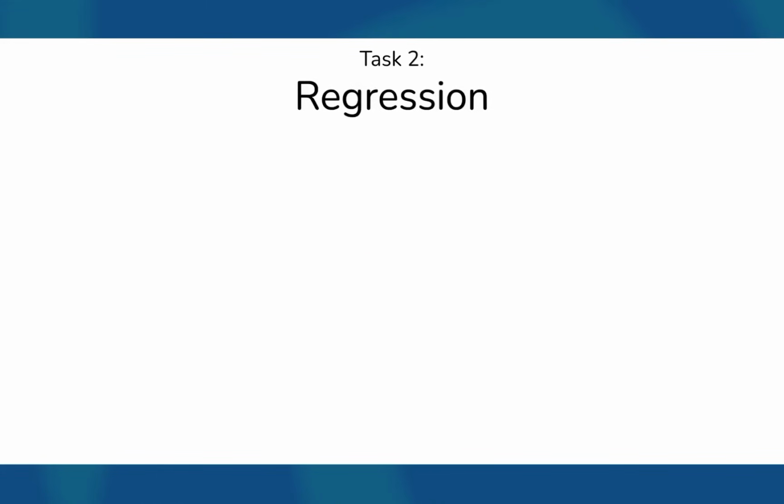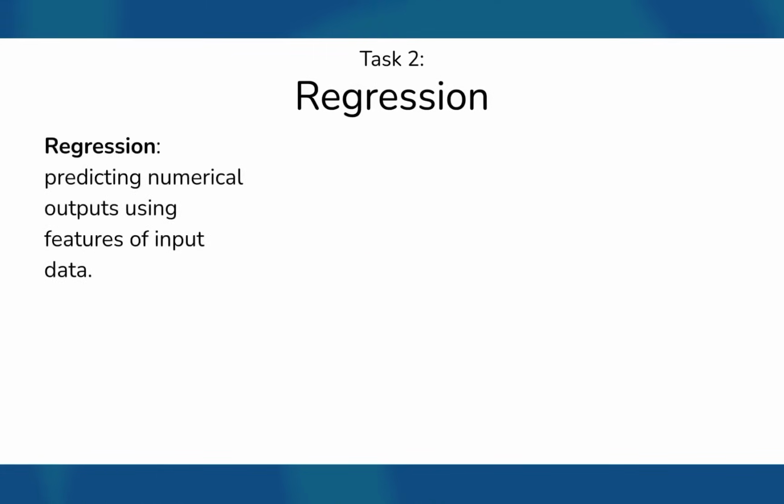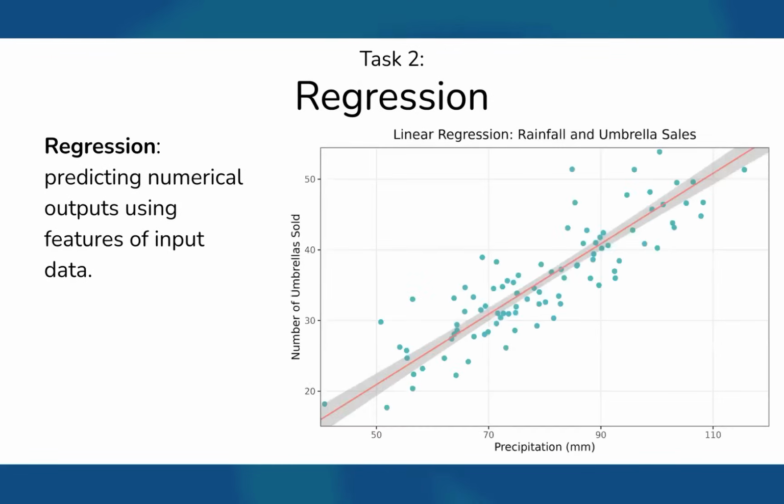Another task is regression. This is about predicting numerical outputs using the input data features. So here, for instance, one could try and predict or model the relationship between precipitation and the number of umbrellas sold in some location. Another example where you could use regression is predicting housing prices given various housing features, such as the number of square feet, how many years ago the house was built, etc.